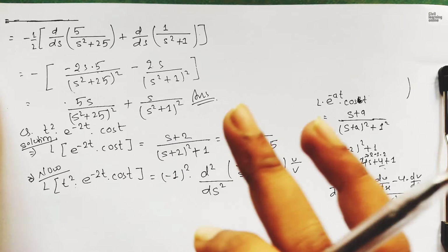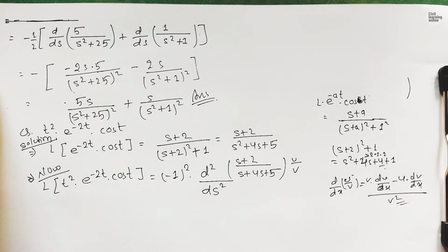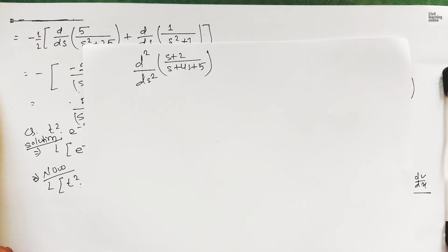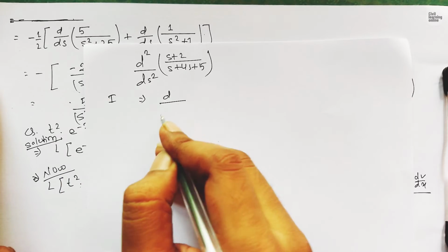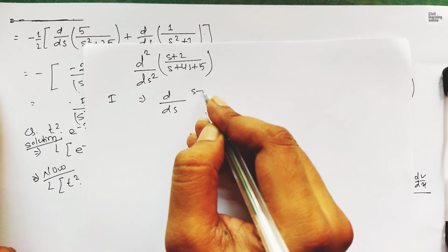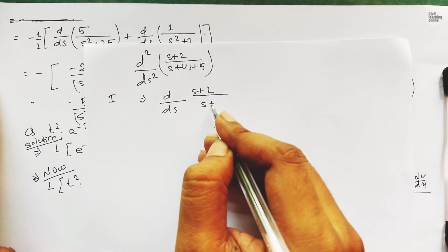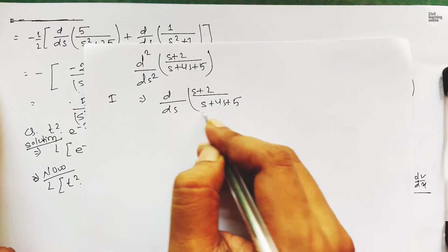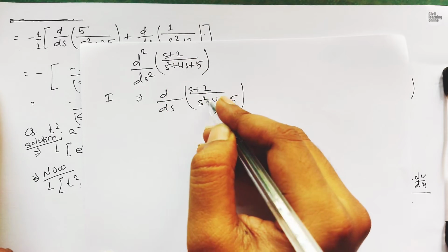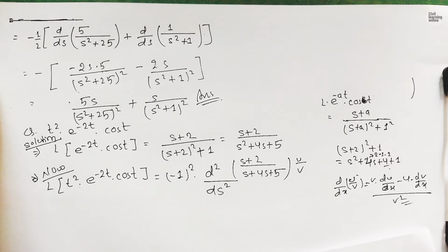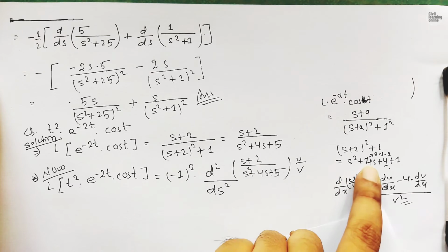So we need to find the derivative twice, so I am going to show you how to find the derivative for this expression. Let me use a paper. So let's find the derivative for the first time. We will write here d upon ds of s plus 2 upon s square plus 4s plus 5. This is s square actually, and this is also s square, sorry for my mistake, s square plus 4s plus 5.